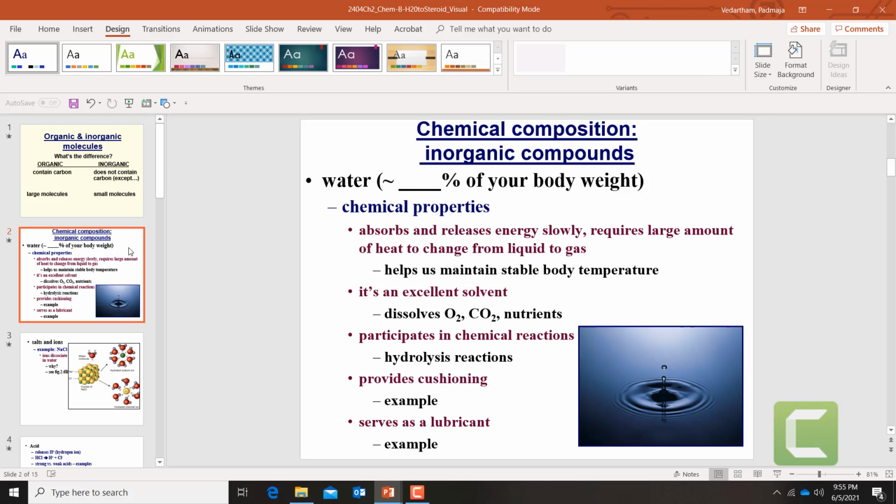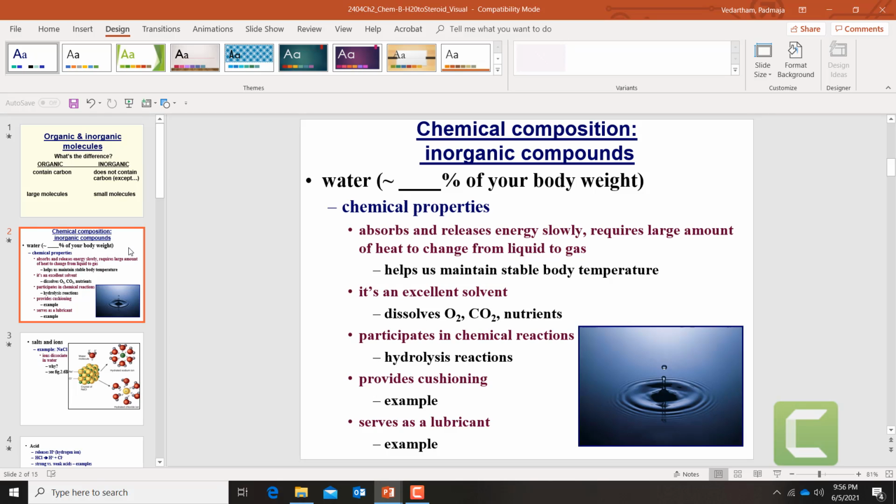It doesn't vaporize easily. And so to convert water into water vapor or to ice and vice versa requires a lot of energy. So that helps maintain a stable temperature despite fluctuations in the surrounding areas.